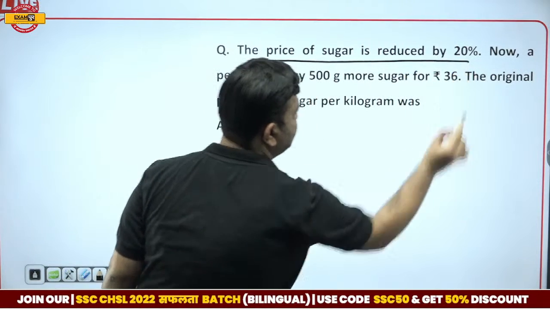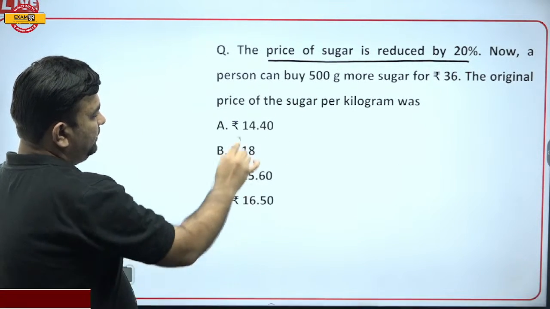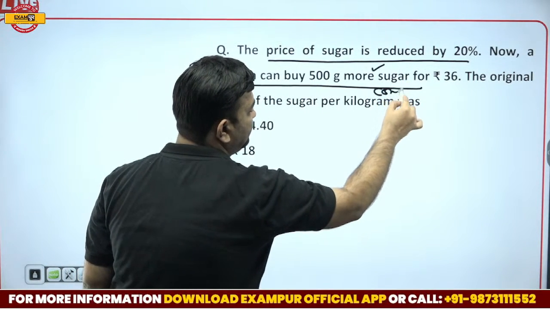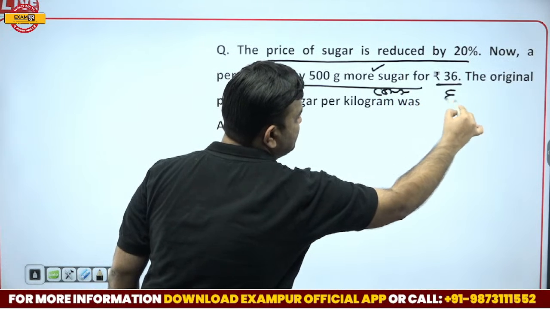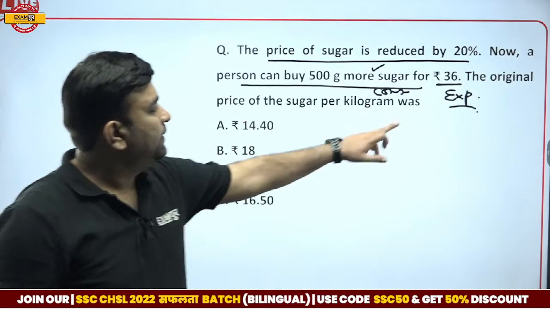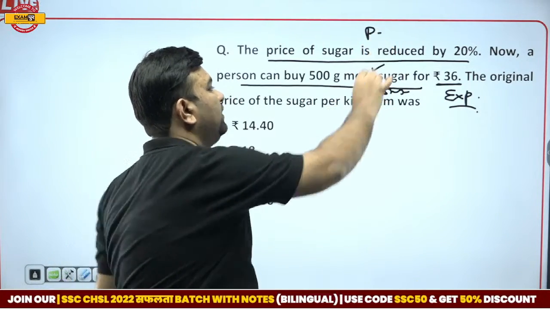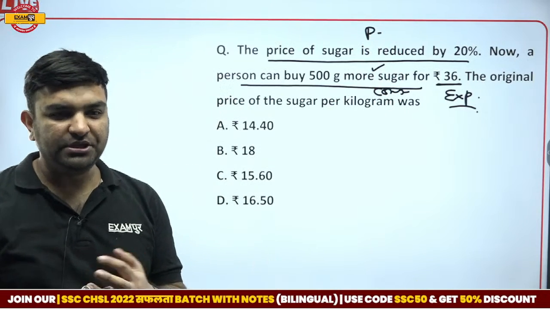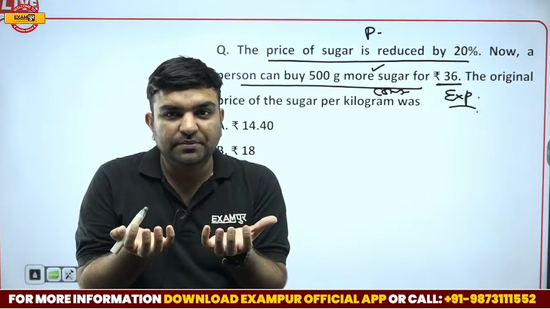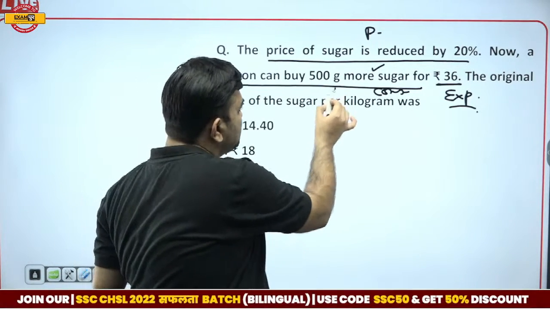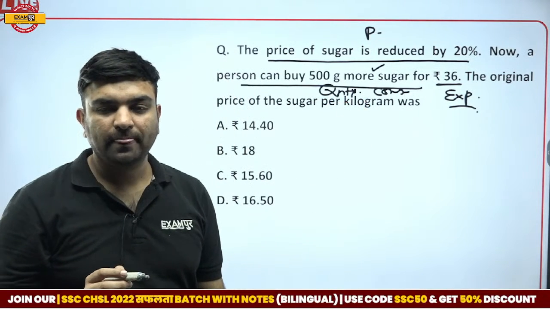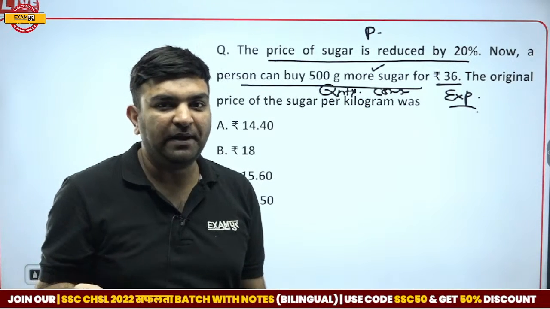Price is reduced. 500 grams more sugar consumption for 36. That 36 is the expenditure. Price, consumption, expenditure. Sugar, quantity. Consumption means quantity. So price, quantity, expenditure. Which question? Price, quantity, expenditure problem.